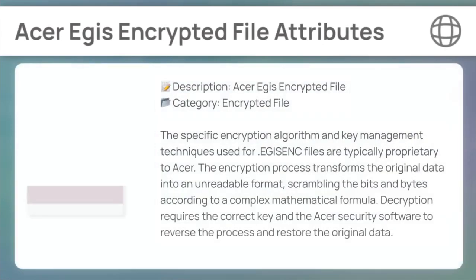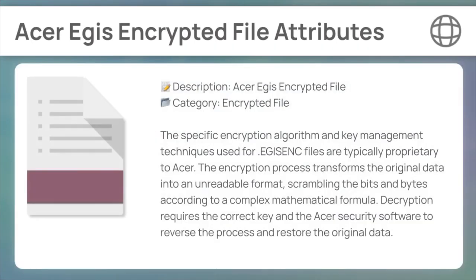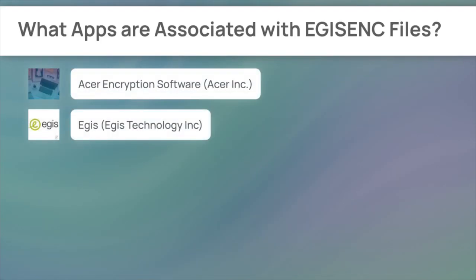The specific encryption algorithm and key management techniques used for .egisenc files are typically proprietary to Acer. The encryption process transforms the original data into an unreadable format, scrambling the bits and bytes according to a complex mathematical formula. Decryption requires the correct key and the Acer security software to reverse the process and restore the original data. Technically, the best program for EGISENC is usually Acer encryption software from Acer Inc.